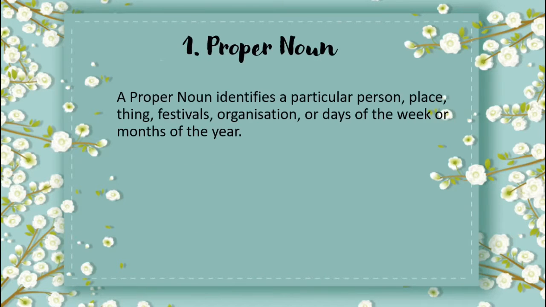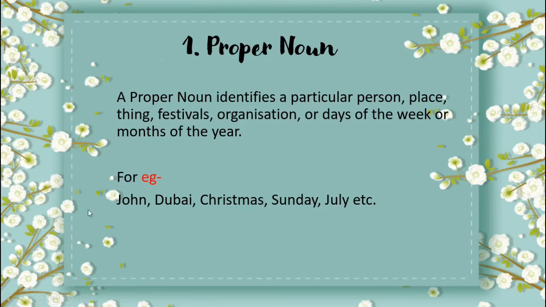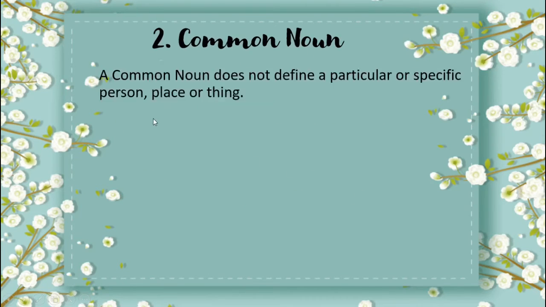Let's first read about the proper nouns. A proper noun identifies a particular person, place, thing, festivals, organization, or days of the week or months of the year. Let's now see a few examples. For example, John, Dubai, Christmas, Sunday, July, etc.